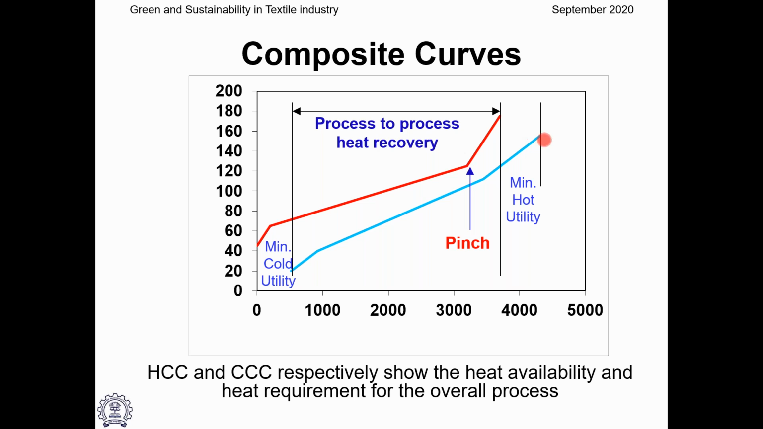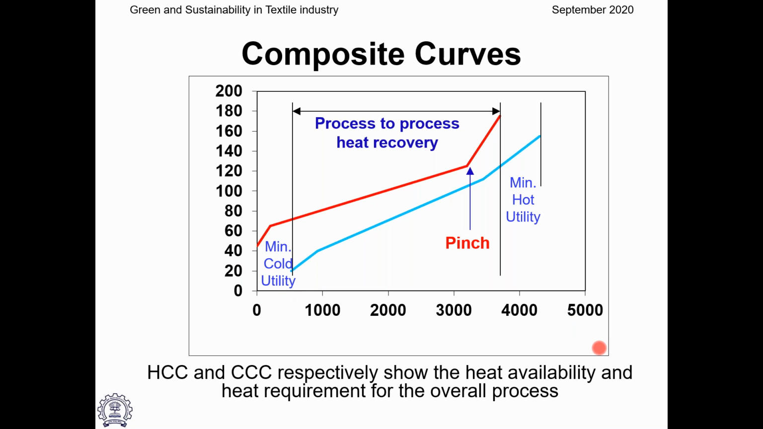Now look at here. We have cold streams, but there is no heat coming from the hot stream. Nothing is present. So I have to supply it externally. That is the minimum hot utility requirement. And here I have some heat available, but there is no taker internally. That means I have to throw it out. So this is the minimum cold utility requirement.